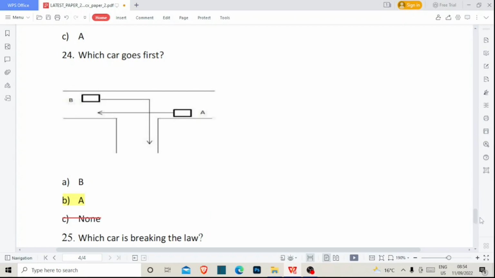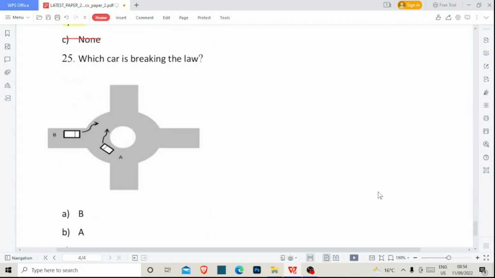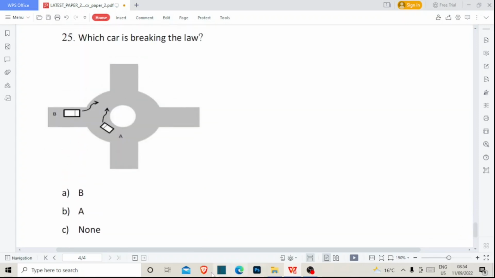Now number 25. Which car is breaking the law? Let me just strike that through. When you say none, most probably it's wrong, so you need to double check, is it wrong? Anyways, let me just see what our car diagram is saying. Which car is breaking the law?